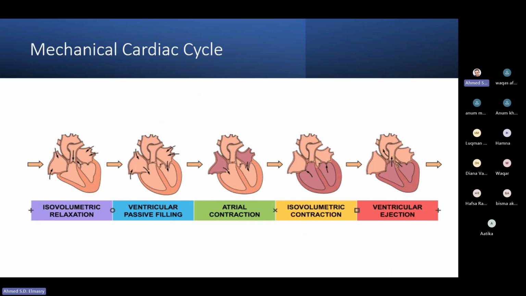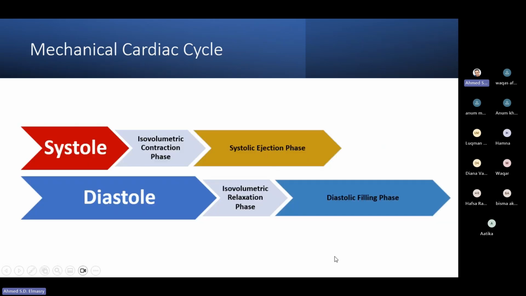This is a diagram of all the phases of the mechanical cardiac cycle. It starts with the isovolumetric contraction phase, followed by the ventricular ejection phase. After that come the isovolumetric relaxation phase, ventricular passive filling, and atrial contraction. These three phases happen only during the diastole, and the first two phases happen during the systole.